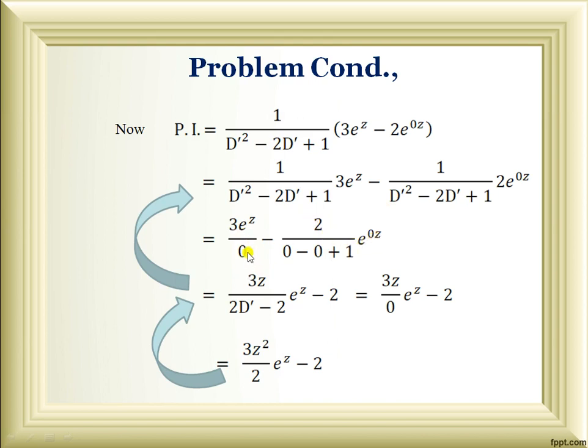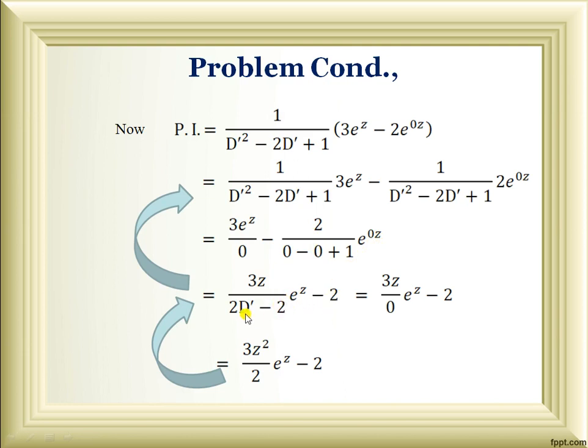The first term gives denominator 0. For that, in the previous step where I used the replacement, here I need to multiply by z in the numerator and differentiate the denominator with respect to D' once. After differentiating, I will get 2D' minus 2 in the denominator. In the numerator, 3 is a constant, take it as it is. So 3 into z times e power z, and in the second term I will get minus 2 alone, because e power 0z value is 1.